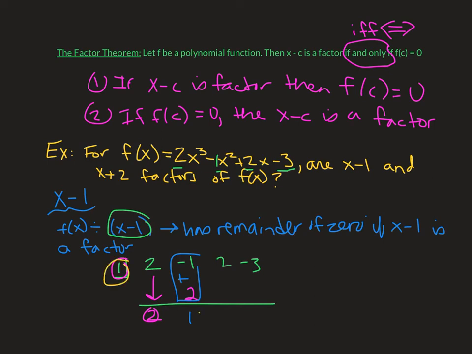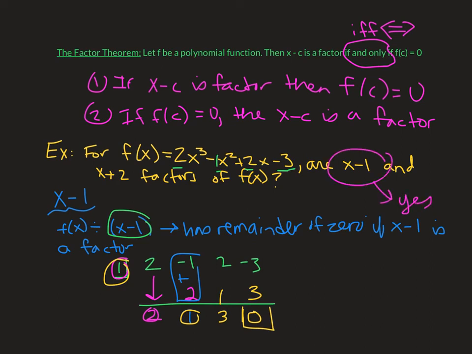I do 1 times 1, I get 1 again. Then I add my terms again, I get 3. Then I do 1 times 3, I get 3 again. And this right here at the very end is my remainder. That tells me that x minus 1 is a factor of f of x because my remainder was 0. So the answer for that one is yes.